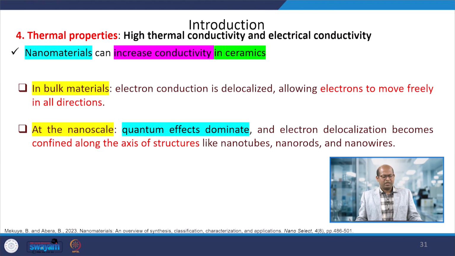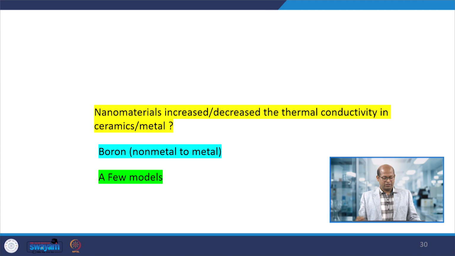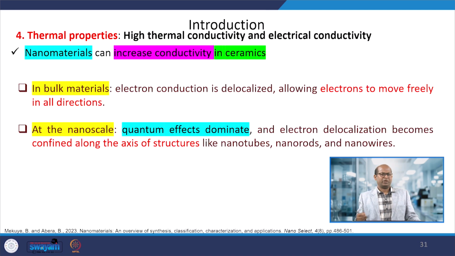Here are a few examples, you can see. Suppose here we have ceramics, that is non-conducting, and metal is conducting. If we use nanomaterials in ceramics, then thermal conductivity will increase, or a non-conducting to conducting property will develop. Suppose you have a metal that has conducting properties, if we use some nanomaterials with that metal, then the metallic property of that particular metal will change. Here boron is a non-metal, we can change it into a metallic property or we can develop that. So one or two examples I will show.